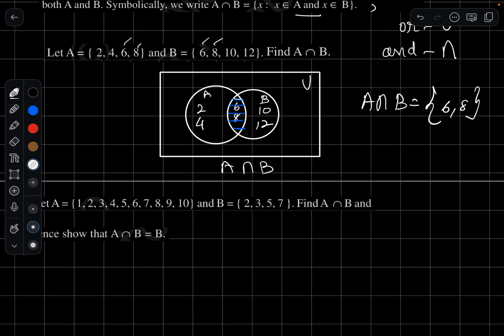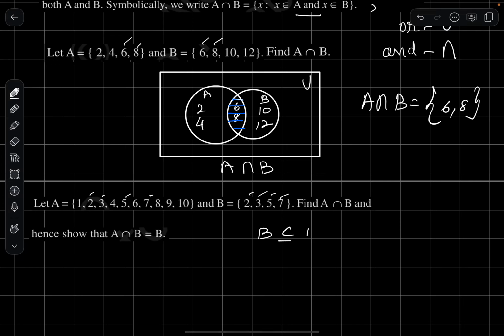Now as you have seen in union, here also they have given another problem. See what is the problem. Let A be this much and B this much. Find A intersection B and hence show that A intersection B equal to B. Here also you have got 2 both in A and B, 3 both in A and B, 5 also in both A and B, and 7 also in both A and B. So what do you understand? This B set can be placed inside A, isn't it? So you can say B is the subset of A.